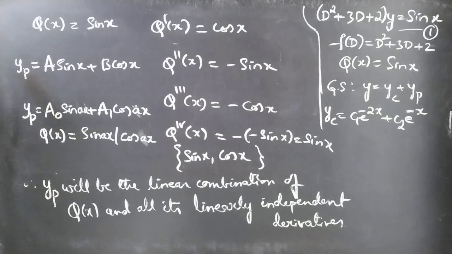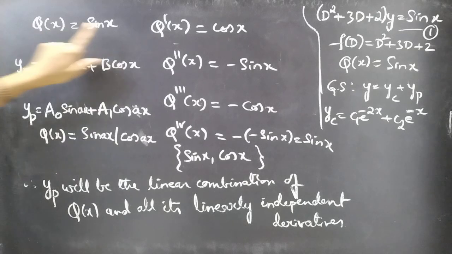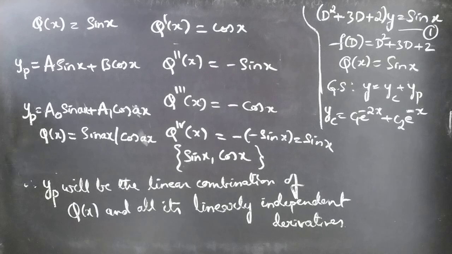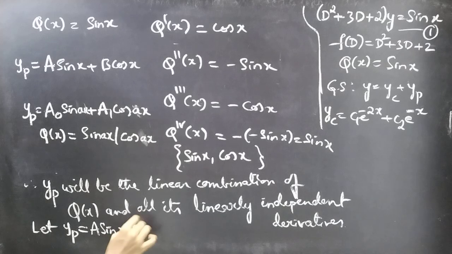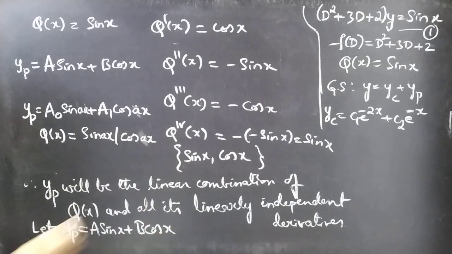But if you understand how to find yp using q of x and all its derivatives, it will be good for you. You won't make any mistake. If you just blindly follow the formula, you may tend to make mistakes while finding yp. Right? Now we got yp. Let yp equal to a sin x plus b cos x.